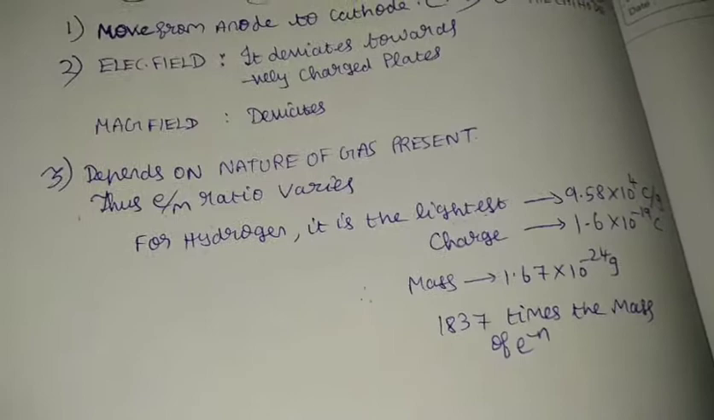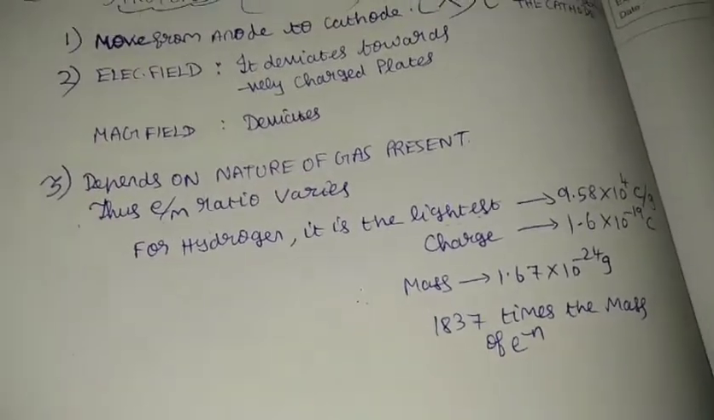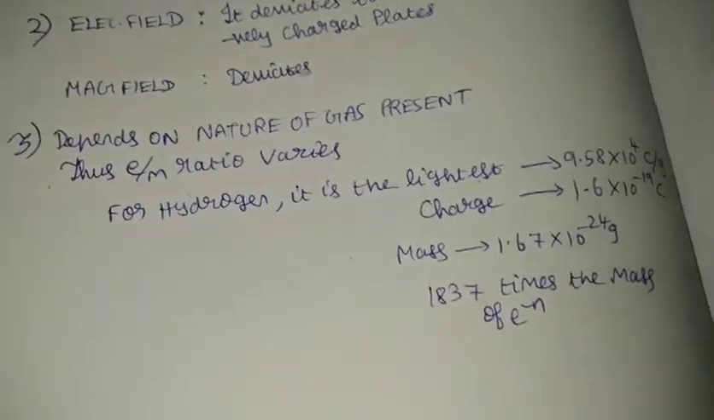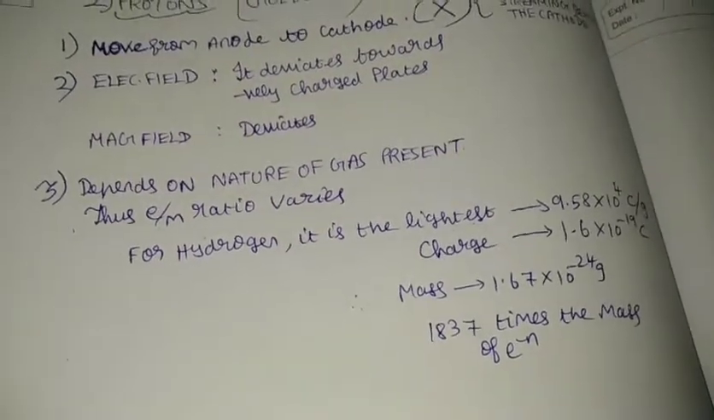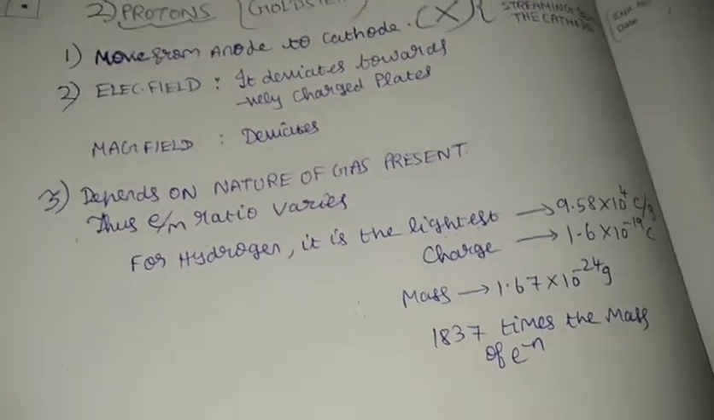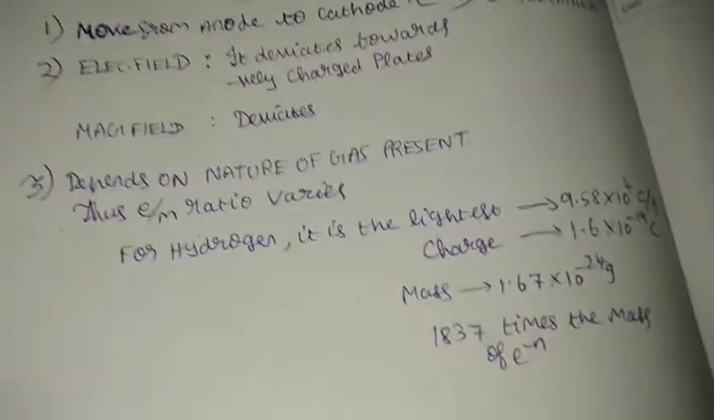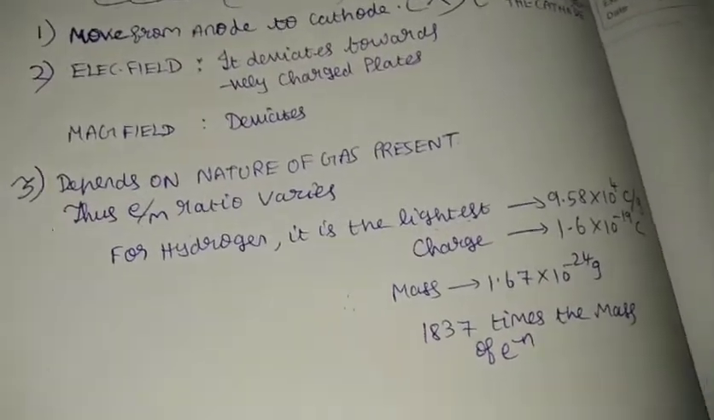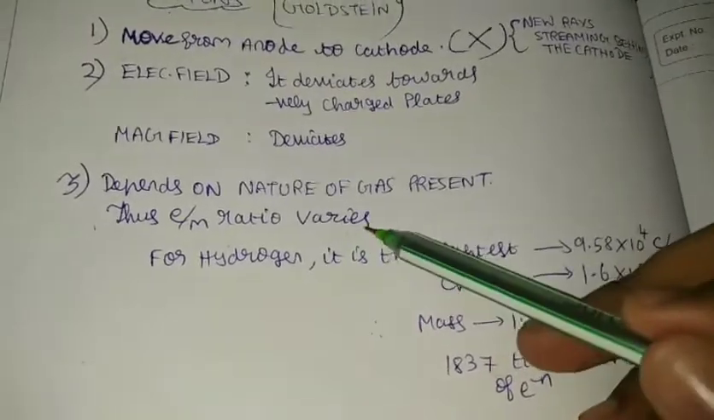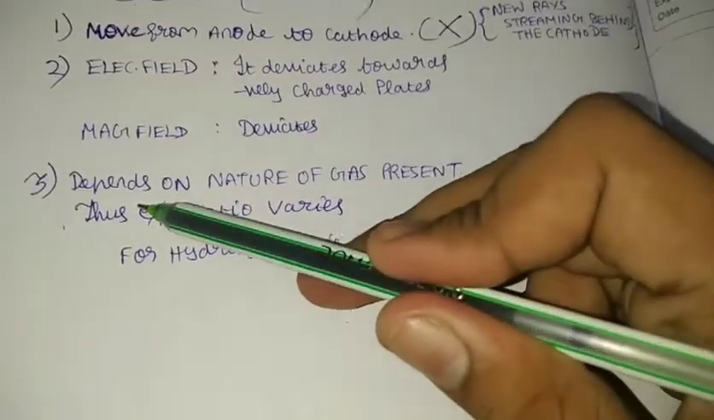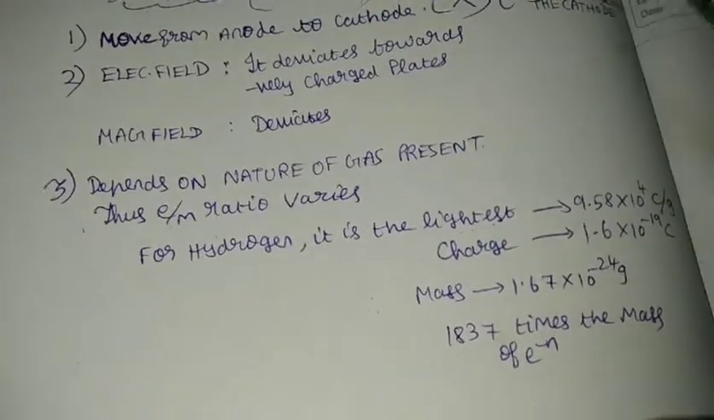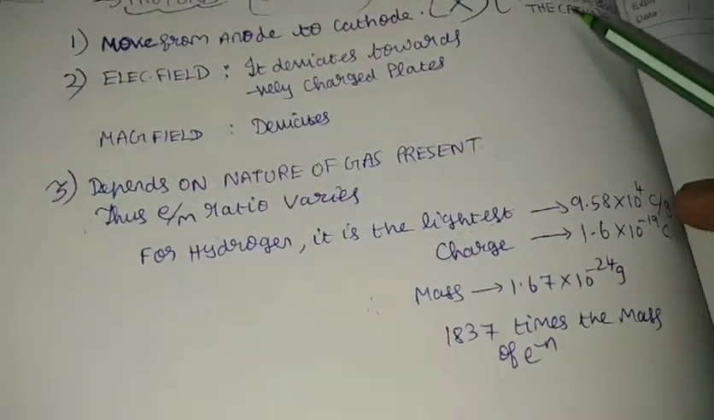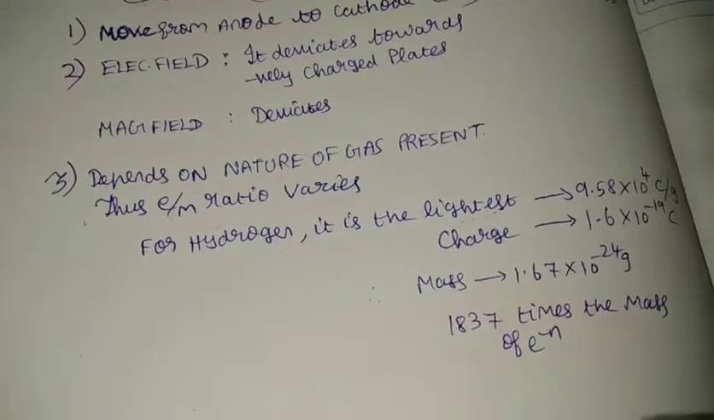This is a little idea given by Goldstein: if you change the nature of the gas, for example from hydrogen to helium or sodium gas, the e/m ratio varies. The e is the charge of the proton, which is of course constant. For one proton it was constant, and that was when he calculated this ratio.